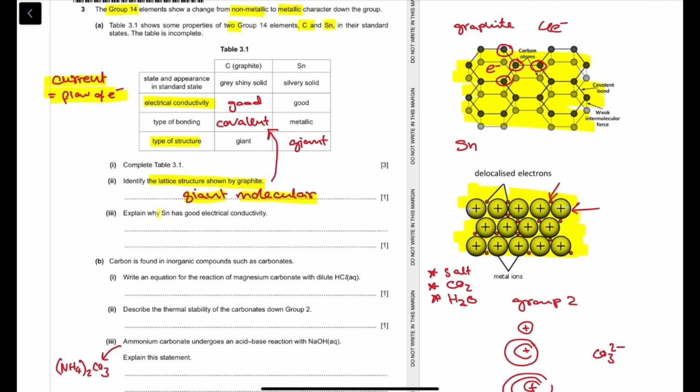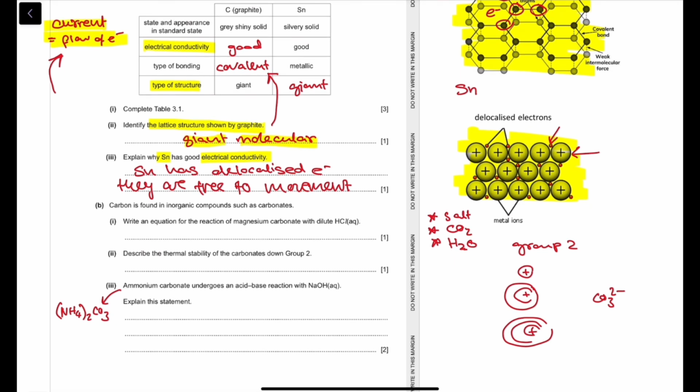Explain why tin has a good electrical conductivity. So because tin has delocalized electrons, this means they are free to move, and the flow or the movement of electrons forms a current.